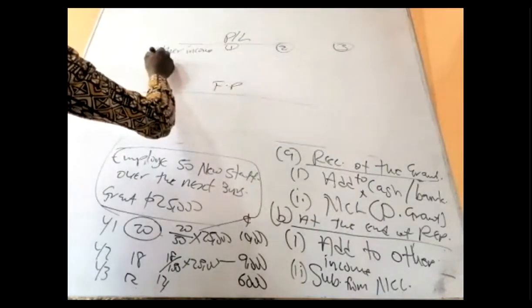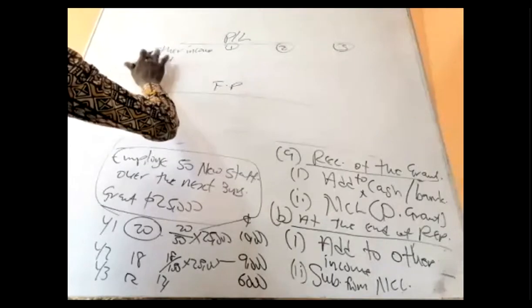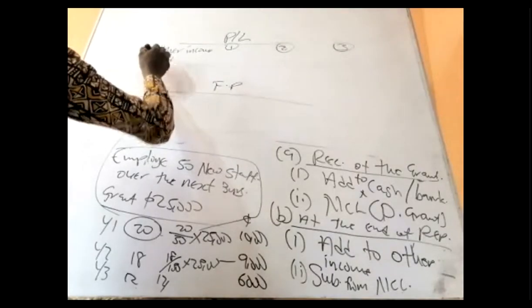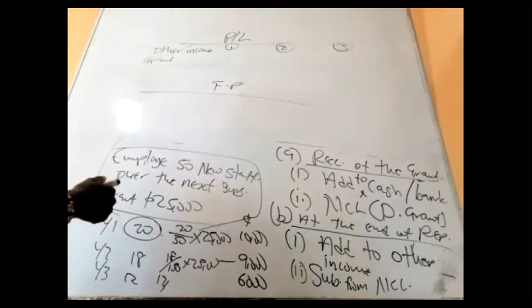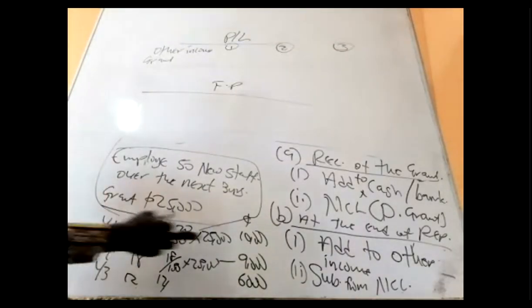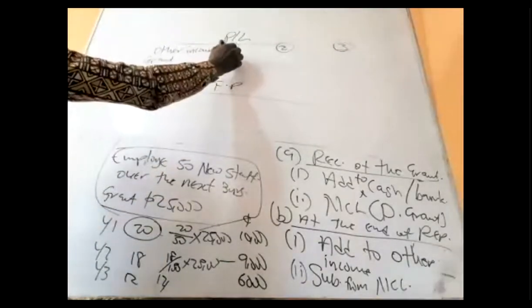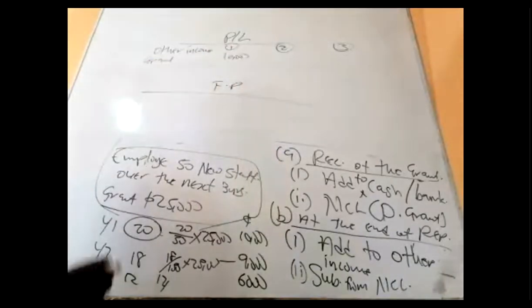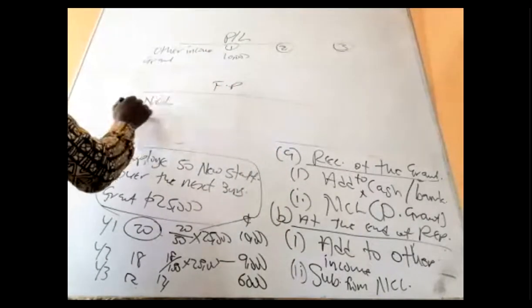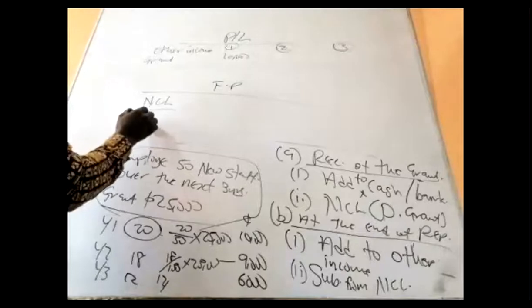and record grant. So if I put a grant here, I know the first year I earned 10,000. Okay, I'll put 10,000 here. I'll go to non-current liability, grant, deferred grant.